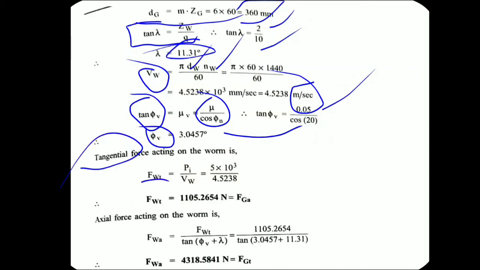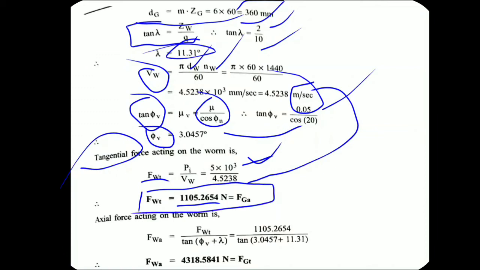FWT for the worm is P by velocity, of course. P is nothing but the input power generated by the worm, that is 5 into 10 raised to 3, divided by velocity. We have calculated this as 4.5 here. So by putting this, I'll get the FWT value as 1105.26 Newton. As I told you, equal and opposite force, we know the diagram. That's why this balancing force, the tangential force of a worm, is always equal to the axial force on the gear, correct. This will be the first part.